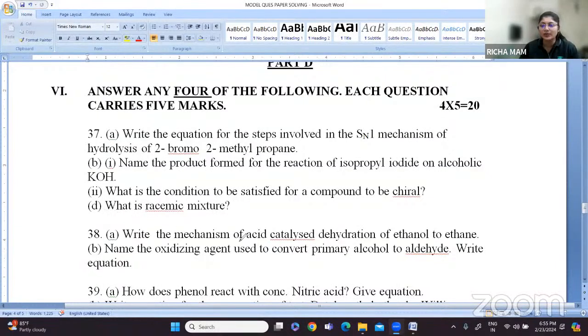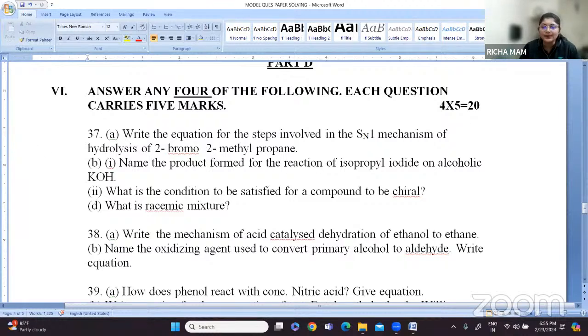Next, what is a racemic mixture? If a mixture contains two enantiomers in equal proportions, that is, an equimolar mixture of D and L isomers, then it is called a racemic mixture. Example: plus or minus lactic acid.